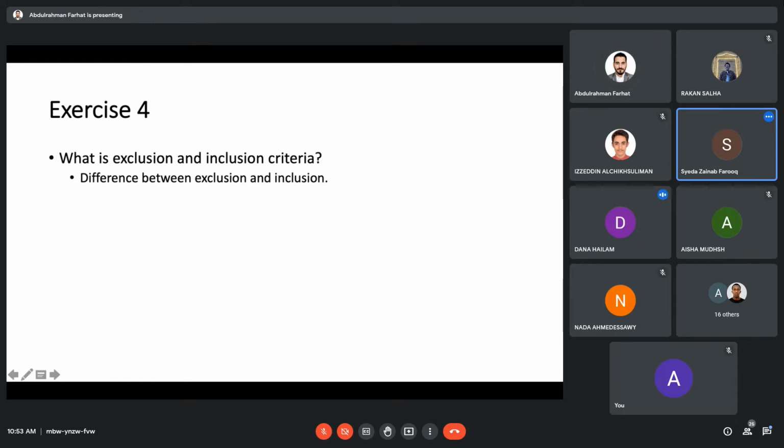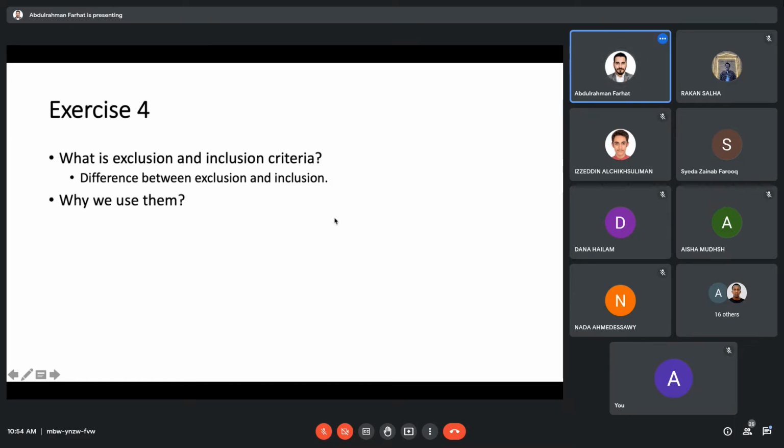Let me tell you one exclusion criterion. One of the exclusion criteria I would like is people who have more than one comorbidity. So that would be anyone above 18, but if they have more than one comorbidity, then they will be excluded. Okay. So that's inclusion and that's exclusion criteria.